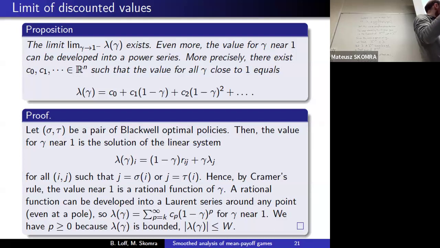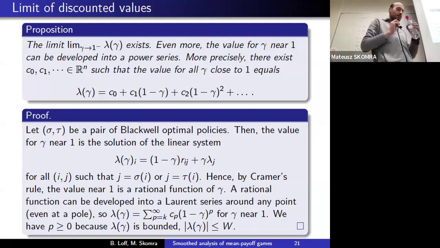So this is a rational function of gamma. But what is the property of a rational function? A rational function can always be developed into a Laurent series, even at the pole. So there is the system of linear equations, A x equals B.